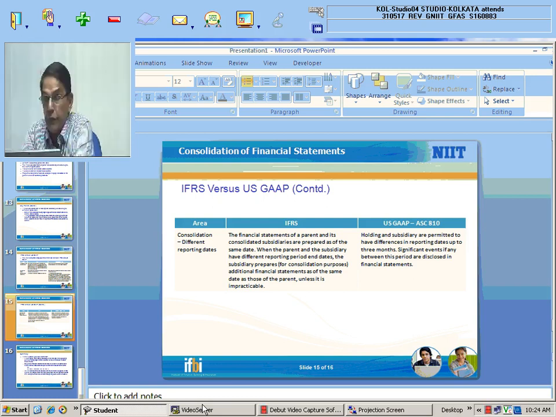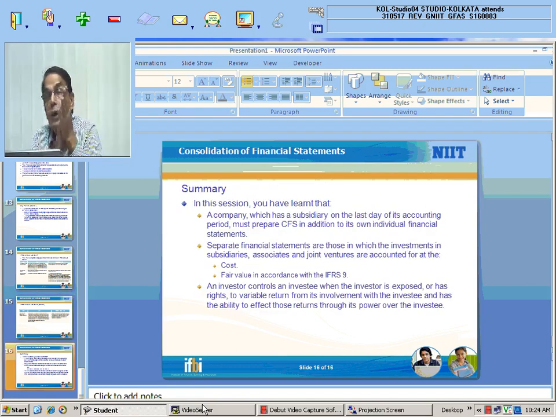So these are the areas of differences between US GAAP and IFRS so far as consolidation of financial statements or group accounting is concerned. So we'll have a short break at this point. As you know, today our classes will continue till 1 p.m. So we'll have a short break before we proceed to the next lesson.